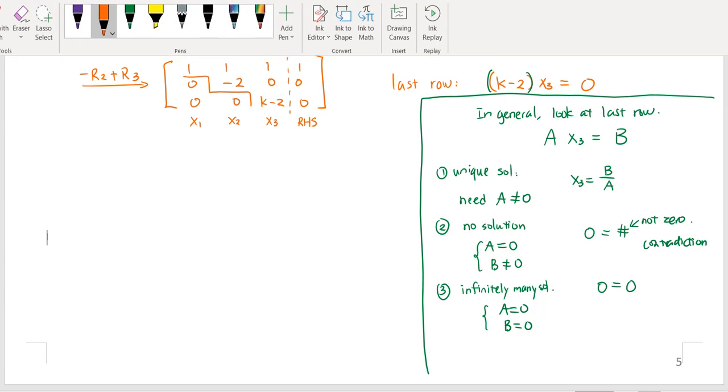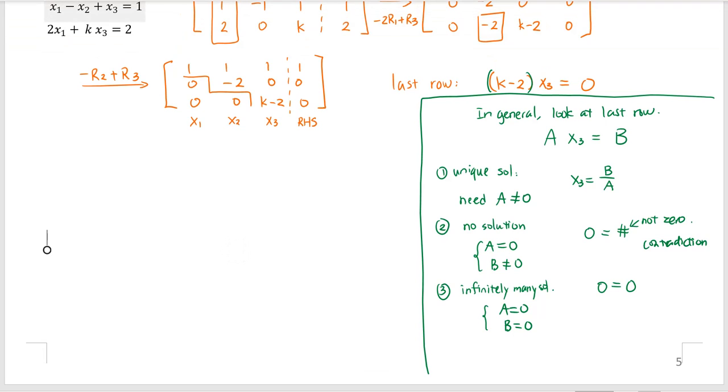Let me change back the orange color. So now, when do we have a unique solution? A unique solution when the coefficient of x3 is not 0. Which means k minus 2 is not 0. So k is not 2. So this is when we get a unique solution: when k is not 2.